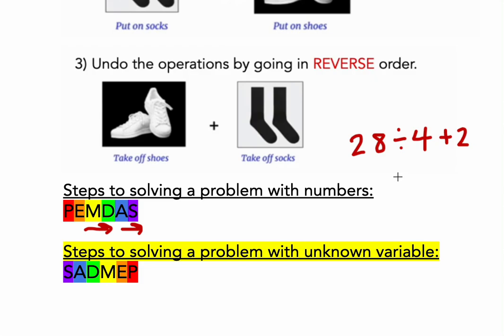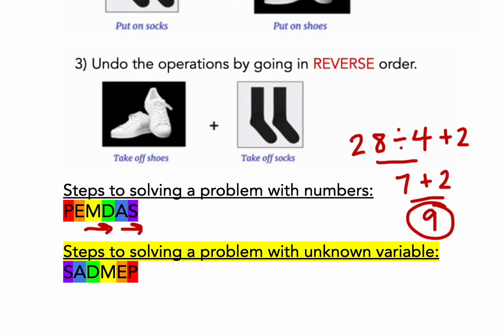So here I don't have parentheses, don't have exponents. I do have a division. 28 divided by 4 is 7. And then bring down that 2 over here, which I didn't touch. And then last, adding or subtracting left to right. So that's 7 plus 2, which is 9. Solving a normal problem with numbers, you're following PEMDAS.